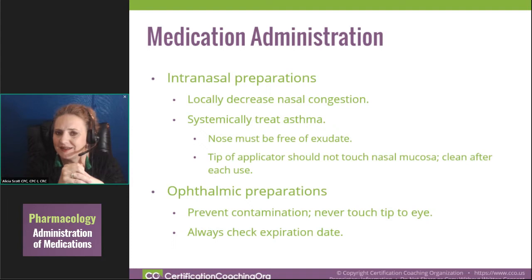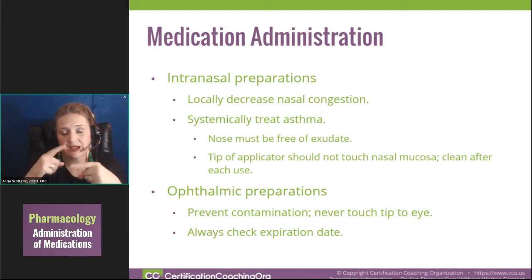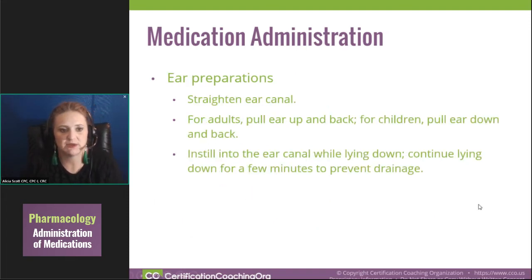Also, we tend to not pay attention for both intranasal and ophthalmic, but especially ophthalmic. Check those expiration dates. The contents of them are very degradable. And so an expiration date could mean that there's bacteria built up or something in there that shouldn't be there, right? There's preservatives in there to try to maintain it.